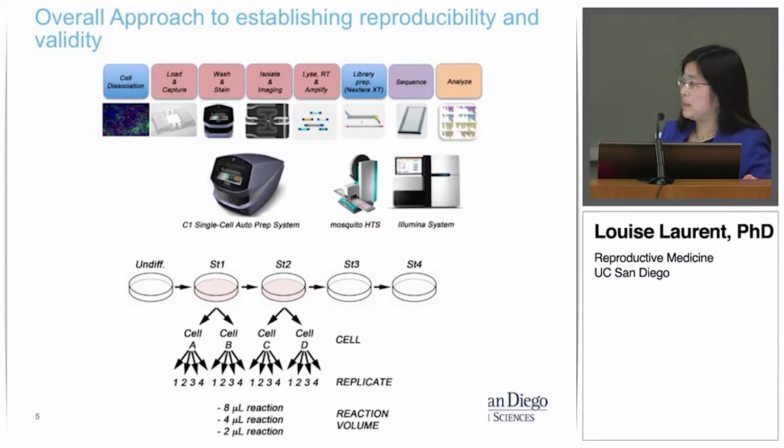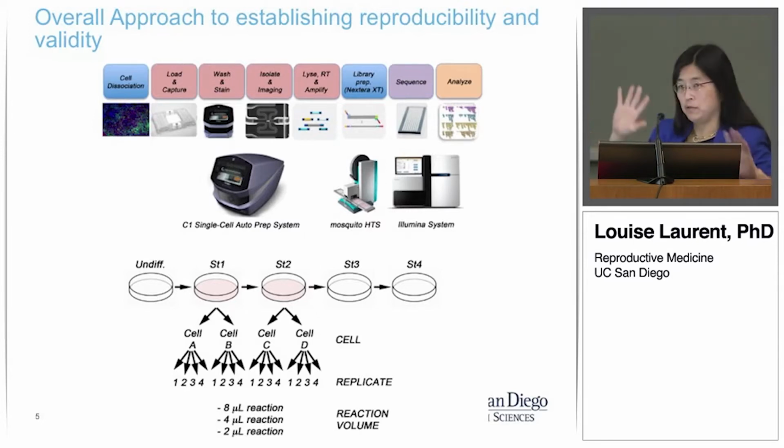In the experiments that I'll describe, we perform cell dissociation, loading, capture, washing, staining, isolating, imaging, and then the cDNA synthesis, so the lysing, reverse transcription, and amplification, all on the C1 system from Fluidigm. Then we moved into new territory, which was how to do the actual library prep using the criteria that we discussed above. For this, we used the Mosquito HTS from TTP Labtech, using the Nextera XT chemistry. Finally, the samples were pooled, put onto a sequencer, and analyzed. That's all at the top.